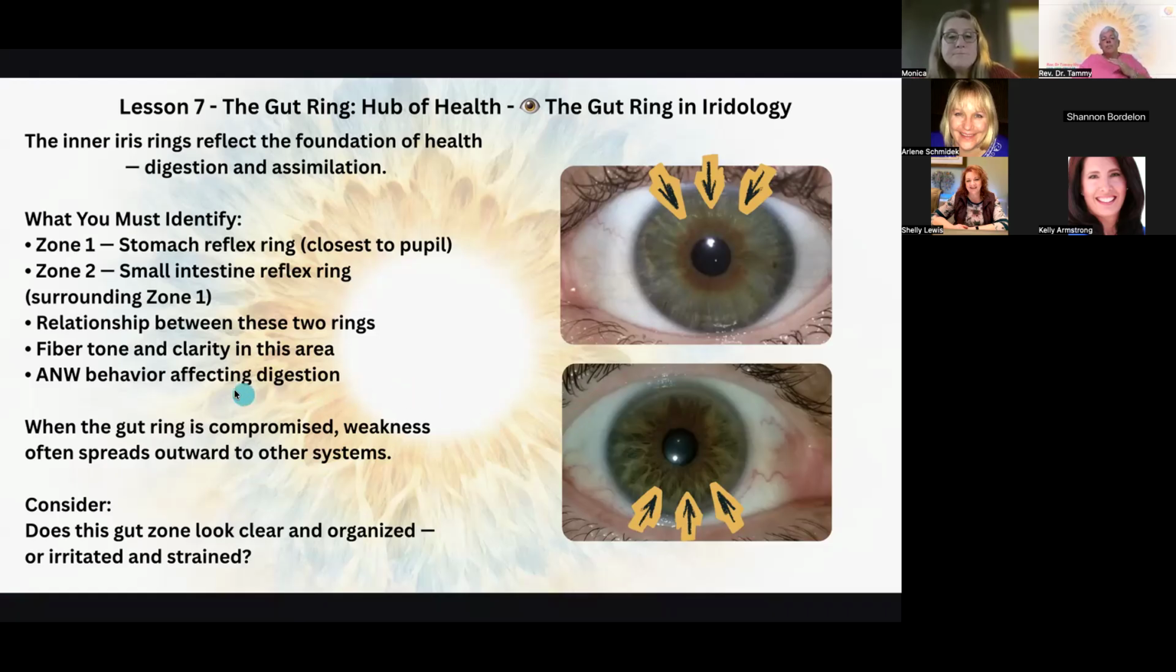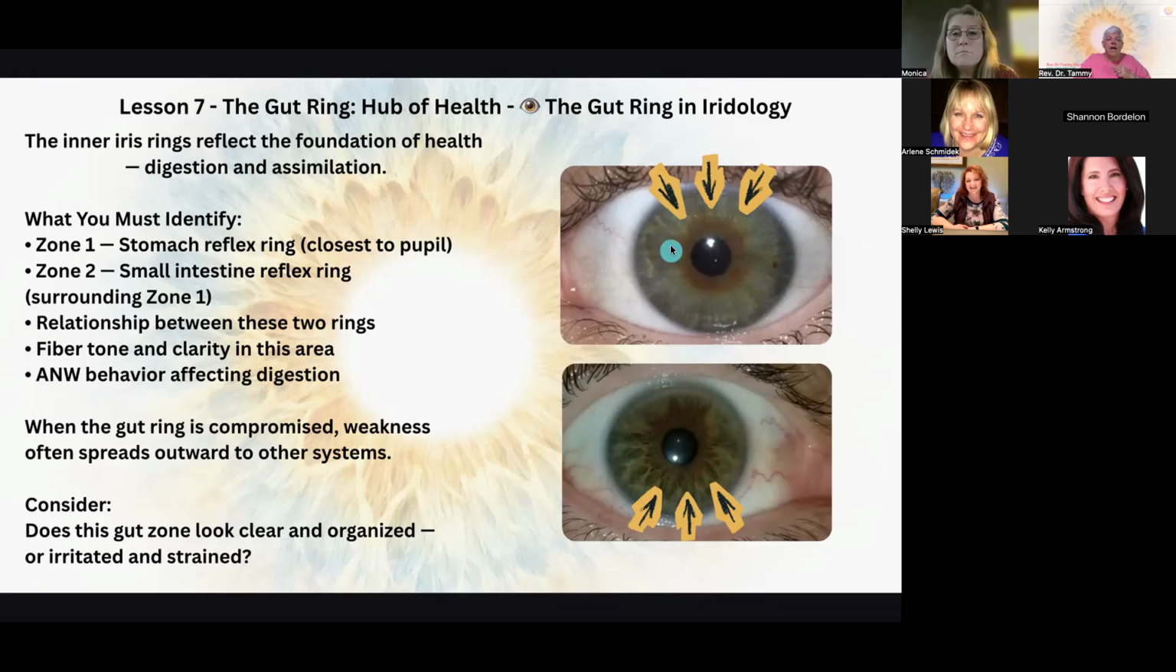So you want to look at the relationship between the two rings. This one's pretty, even though there's lots of toxicity in the gut. And this one is just a little bit more jagged, a little bit more going all over the place. So is the autonomic nerve wreath behavior affecting digestion? Probably so. I bet they don't digest very well at all. This one, on the other hand, they're probably digesting pretty well. Does that make sense?